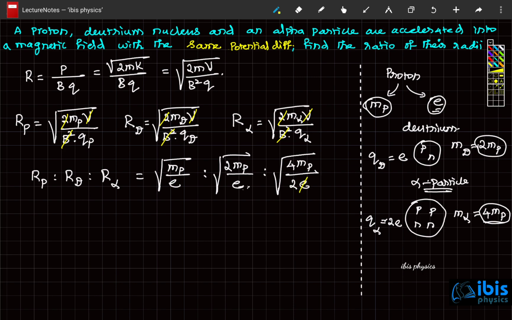Now let's cancel the common things. E cancelled, mp cancelled. Hence the radius of the proton to the radius of the deuteron to the radius of the alpha particle is root 1 to root 2 to root 2, since the 2 will be cancelled, so root 2. So it is 1 to root 2 to root 2. Or you can also multiply this by root 2 to write it as root 2 to 1 to 1. So the ratio of the radii of proton and deuterium when they are accelerated with the same potential difference is 1 to root 2, and for the deuterium nucleus and alpha particle it is 1 to 1. So like that we can make it out.